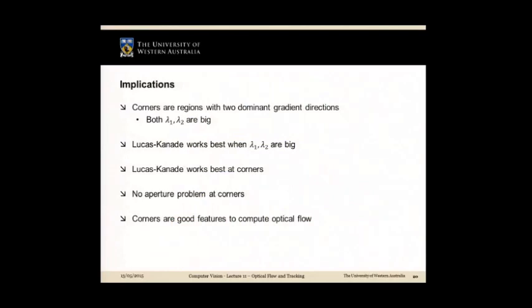So corners are a region with two dominant gradient directions. Both lambda 1 and lambda 2 are big, so both eigenvalues are large. Lucas Kanade works best when lambda 1 and lambda 2 are big. So the Lucas Kanade technique works best at corners. So no aperture problem at corners. Why? There is no aperture problem at corners. Why?